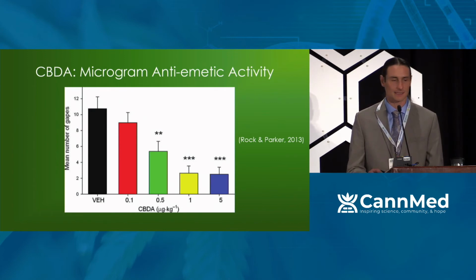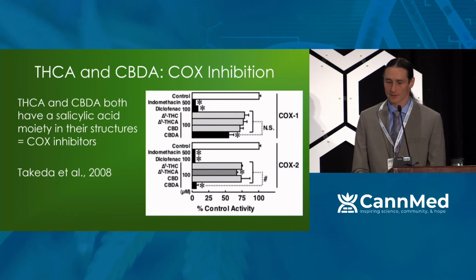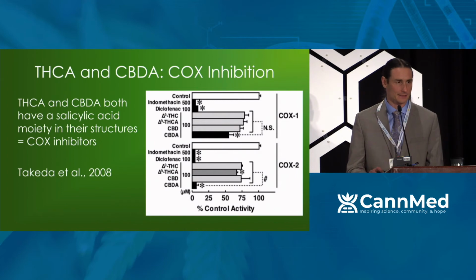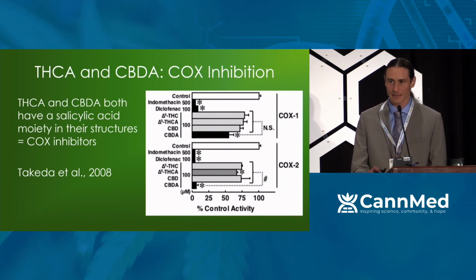Reduced nausea in a similar rodent nausea model. And here we just have the chart looking at COX-1 and COX-2 in comparison with indomethacin and diclofenac. And you can see the big signal on CBDA at the bottom of the graph there.